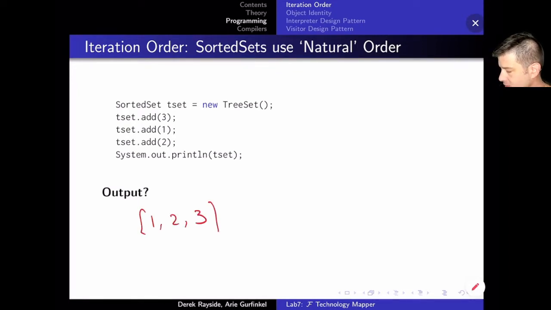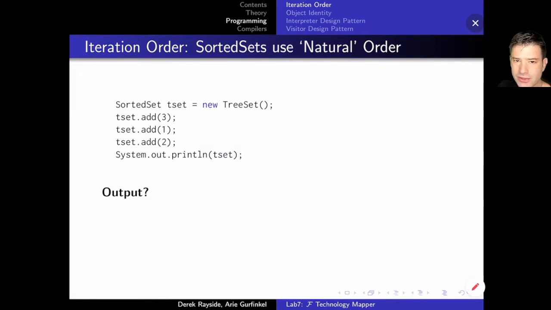And why? Well, because tree set keeps its elements in what is called a natural order. So it uses a compare to compare the elements between themselves, whatever that happens to be. In numbers, 1 is less than 2 is less than 3. And when we print, we get the elements produced in that order.